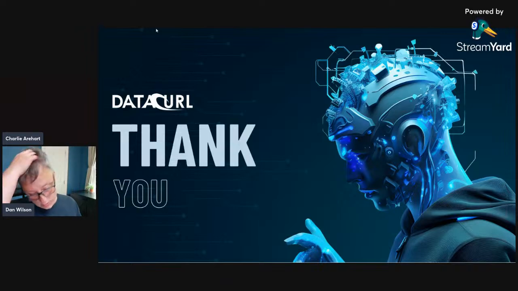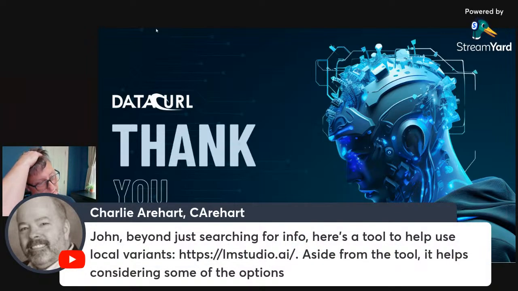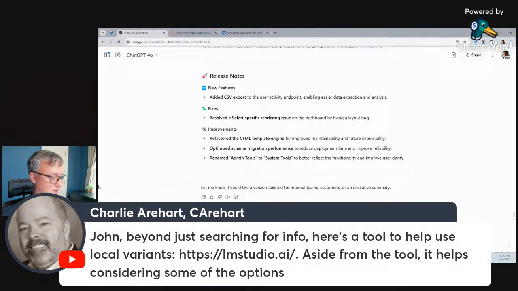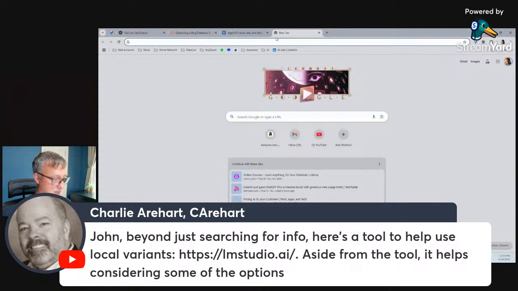Setting up a local LLM, I think that's a pretty daunting task. What do you have in mind? Like setting up Llama for yourself? Yes. So Llama's an example. And look here, I said beyond searching for info, here's a tool to help use local variants. It's called lmstudio.ai. And then my point was, aside from the tool, it helps consider some of the options. So if one were to visit that site, you'll see it lists a few of the commonly available ones that you can pull down and run locally. Let me see if I can get it on my screen. Sure. LM Studio. Was it LM Studio?